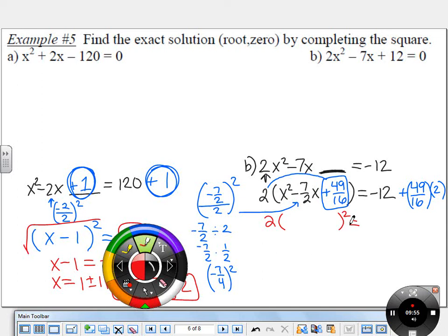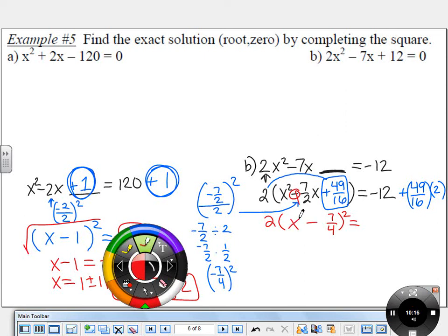Okay? Now, if I've done this correctly, what's inside my parentheses should factor as a perfect square. And 49 over 16 is a perfect square using 7 over 4. It'd be negative because the middle term is negative. And x would be at the beginning. So we have an x at the beginning. We have minus 7 over 4 squared.